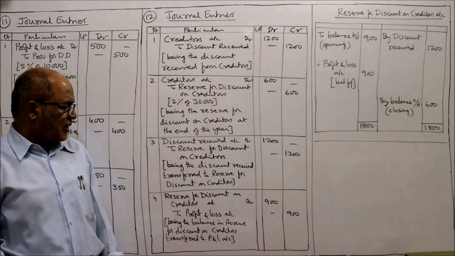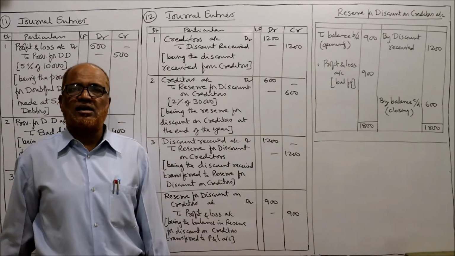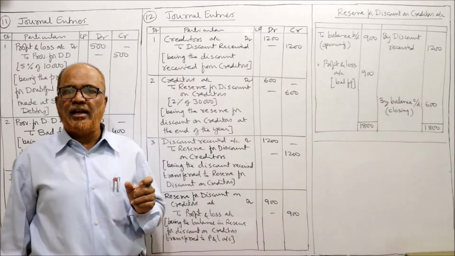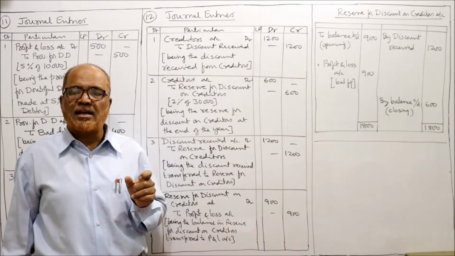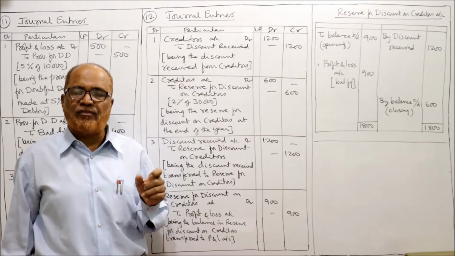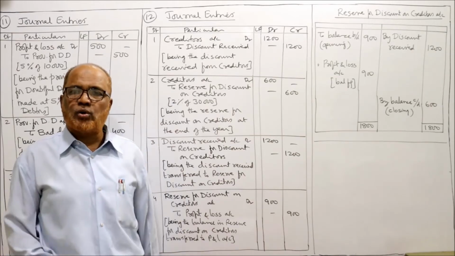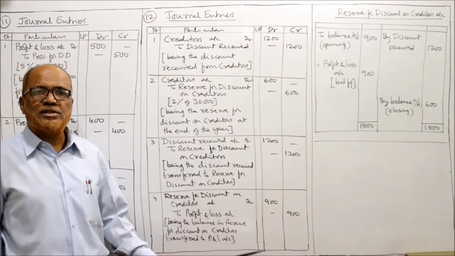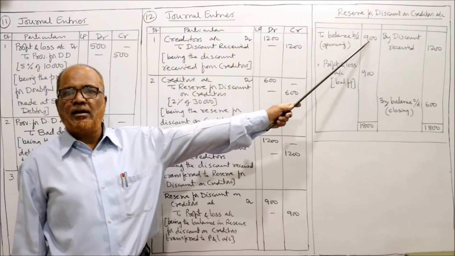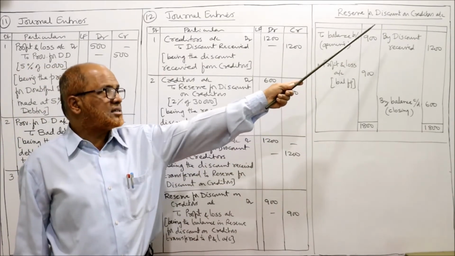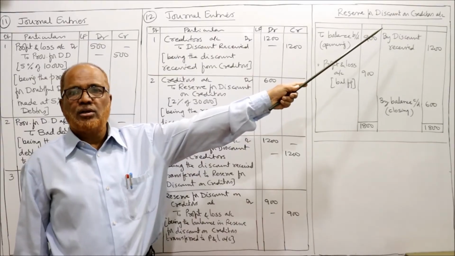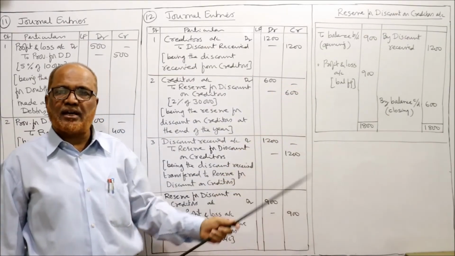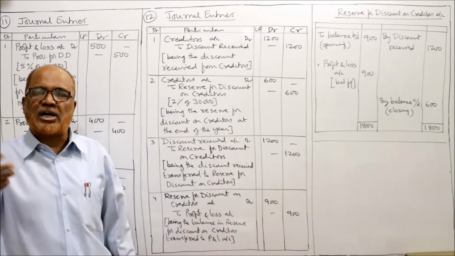Now the last entry will be reserve for discount on creditors account debit to profit and loss account. Being the balance remaining in reserve for discount on creditors transferred to profit and loss account. So how can we get this 900 rupees balancing figure? By making a reserve for discount on creditors account.